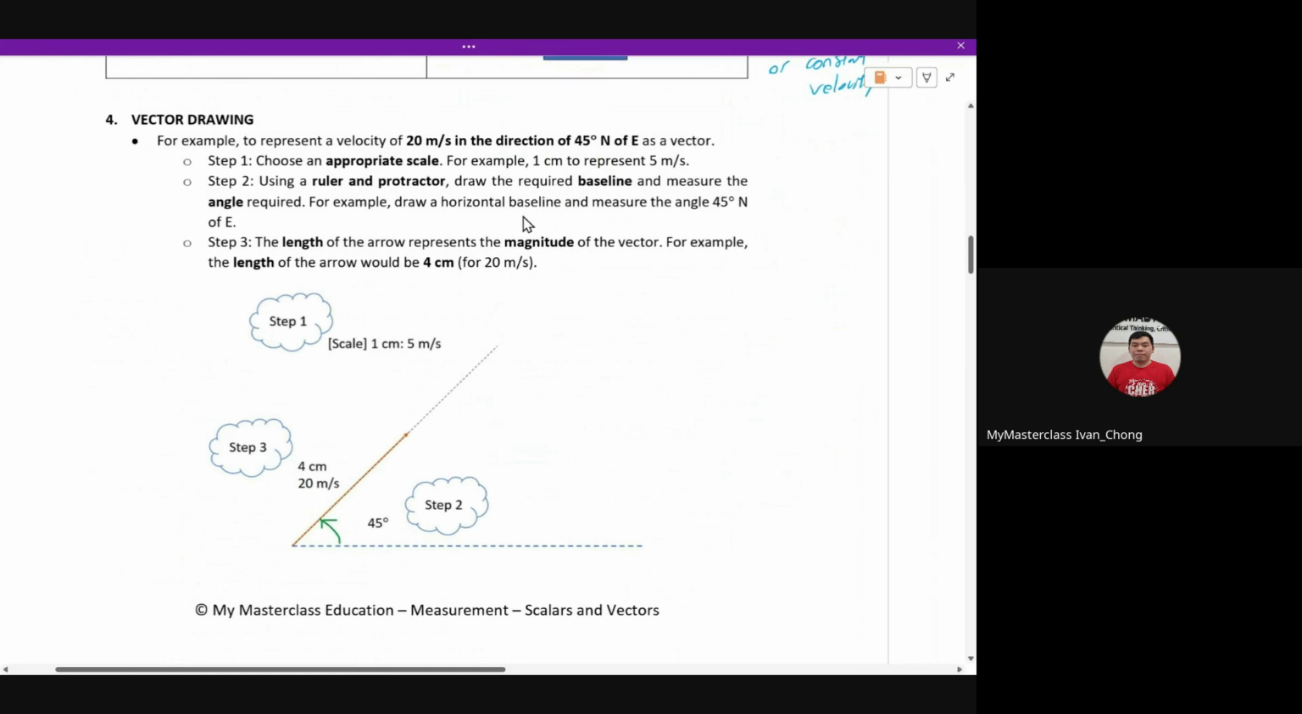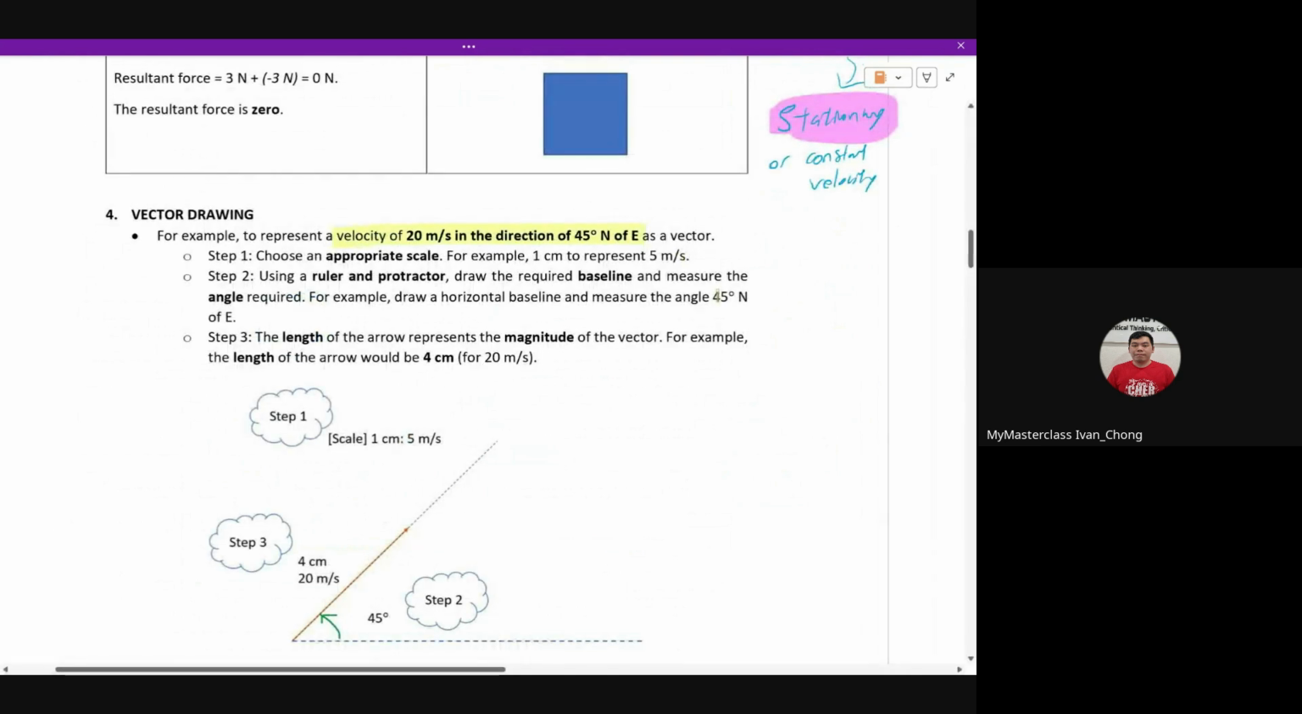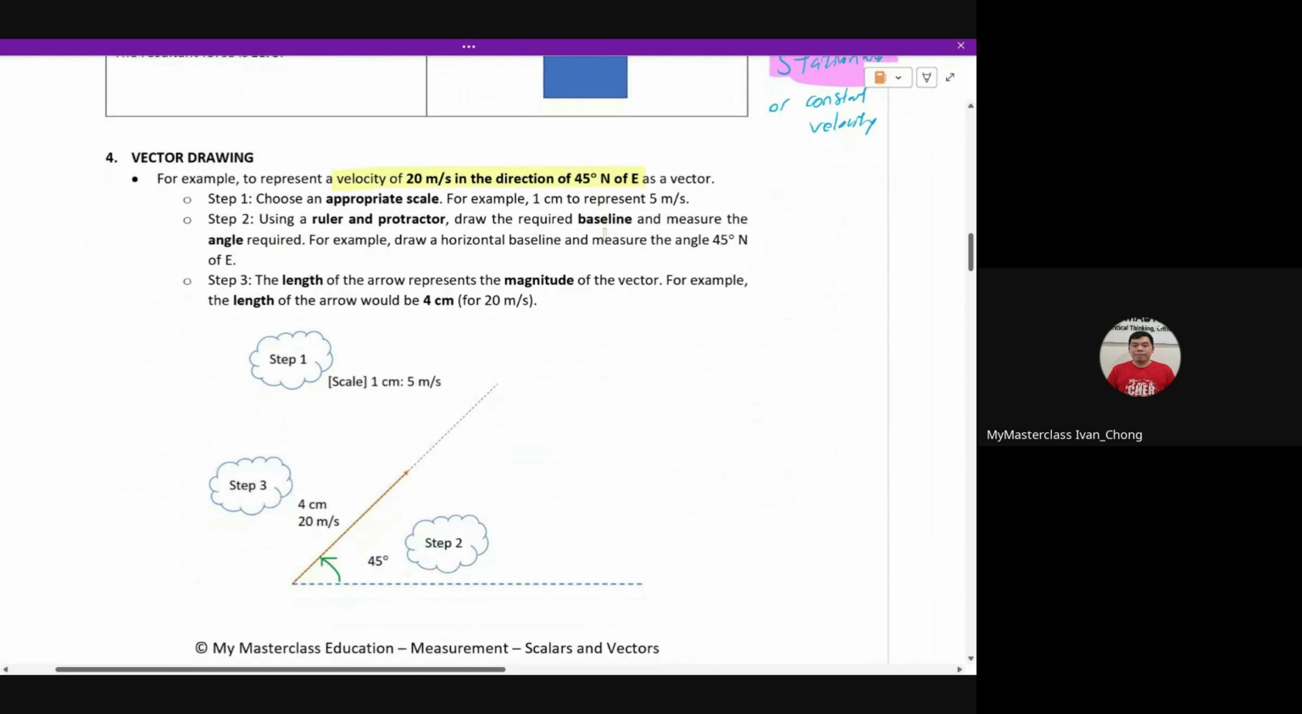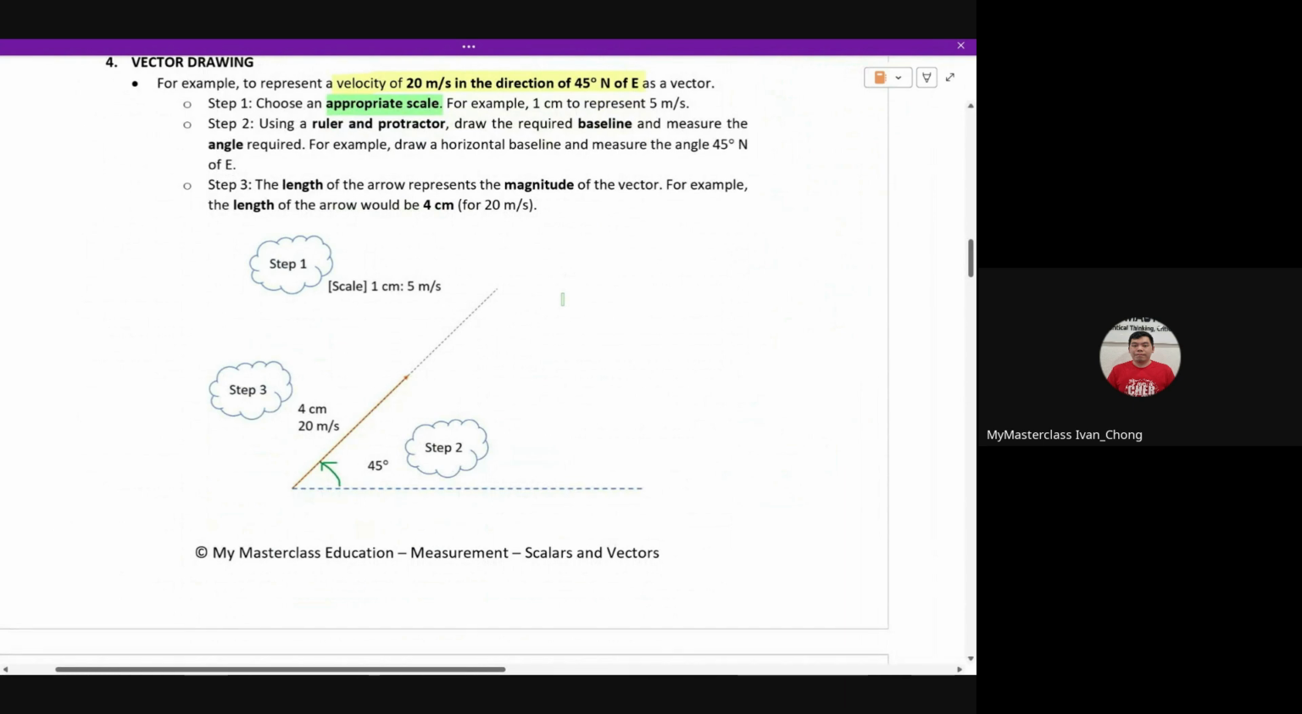So this drawing that you see here, these steps, is to draw one vector. Okay, so first thing is you want to draw velocity in this direction itself. Now, if you see this 45 degrees north of east, you don't need to panic first. Okay, I'll explain what it means later. So first things first is you want to always choose an appropriate scale first. So based off the amount of space that you're given, for example, if we only have this amount of space, you need to get your ruler.